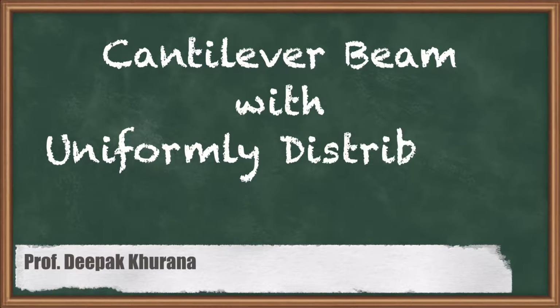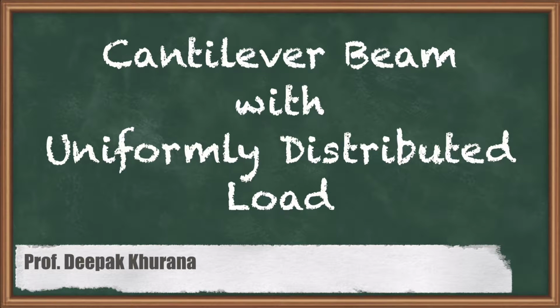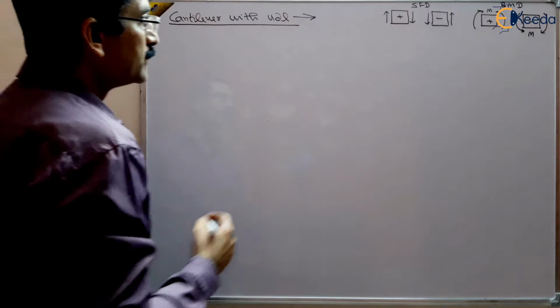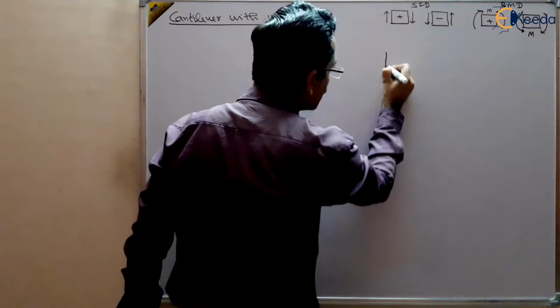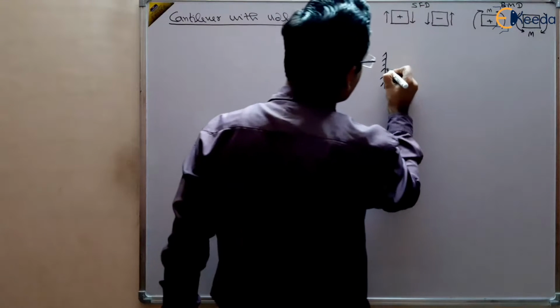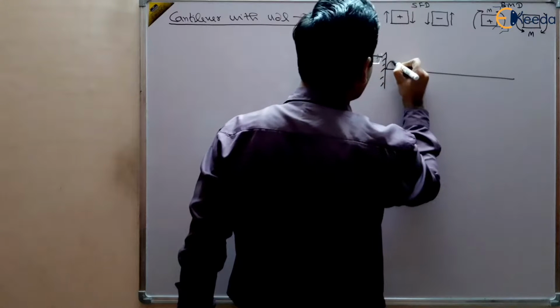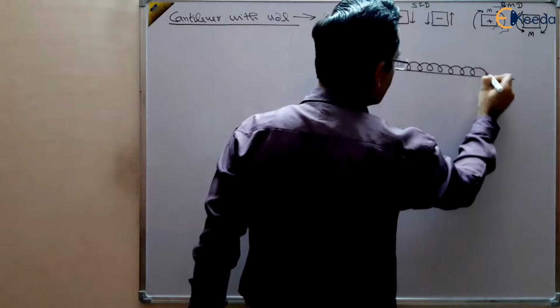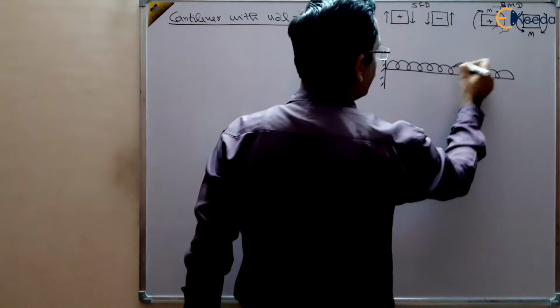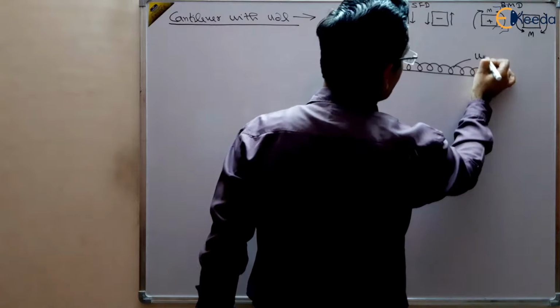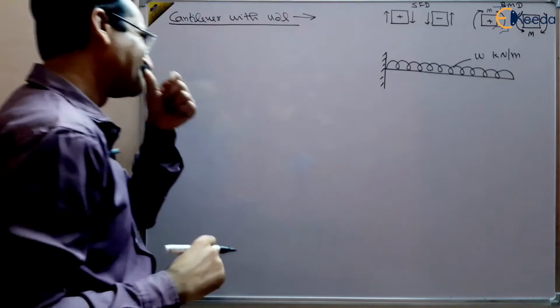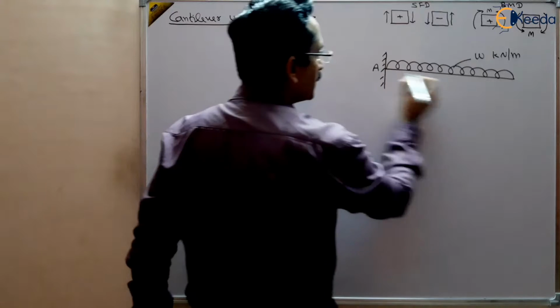In this session, we are going to study a cantilever beam with a uniformly distributed load. So suppose we have a cantilever beam like this, and there is a UDL like this. We have shown that a UDL can be shown by this symbol, and suppose the load is W kilonewton per meter. This is our fixed end and this is the free end.